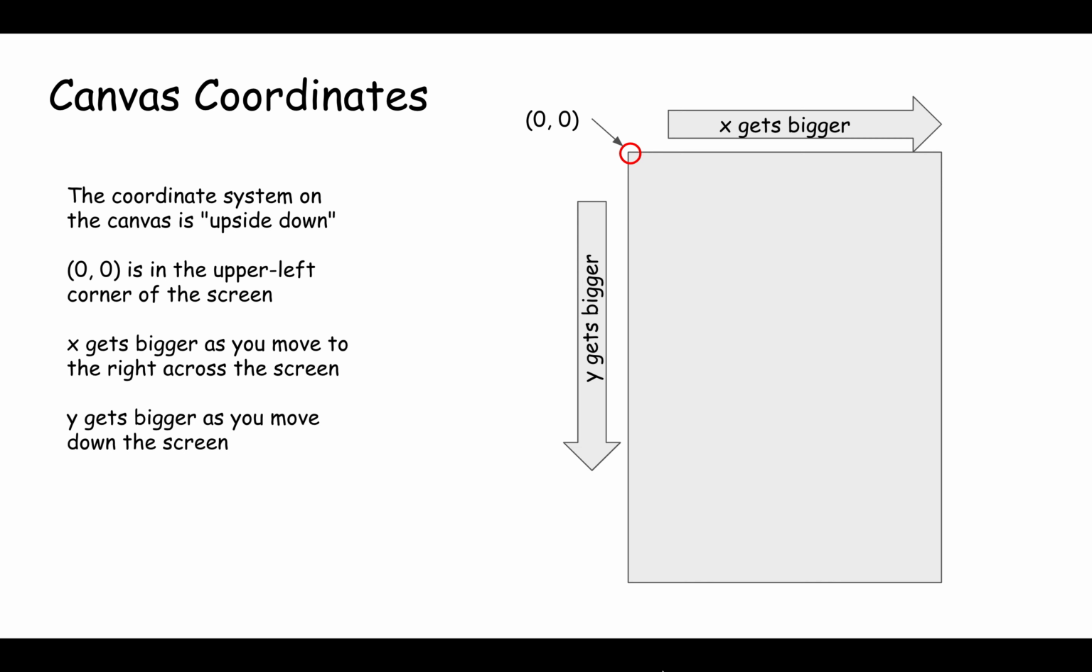So 0, 0 is in the upper left corner. X's get bigger as you go rightward across the screen. Y's get bigger as you go down across the screen. So there are no negative numbers in the canvas coordinate system.